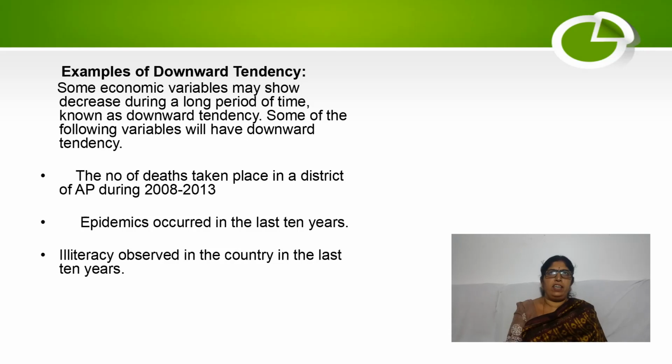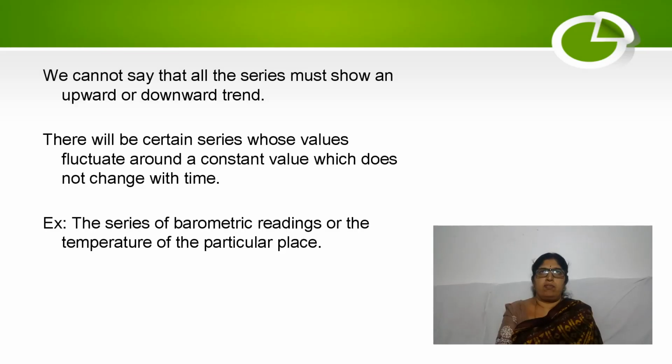Examples of downward tendency. Some economic variables may show a decrease during a long period of time, known as downward tendency. Some of the following variables will have downward tendency: the number of deaths that took place in a district of AP during 2008 to 2013, epidemics occurred in the last 10 years, and illiteracy observed in the country in the last 10 years.